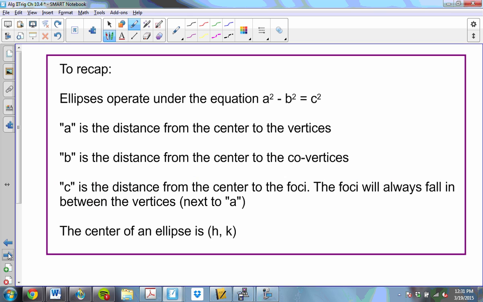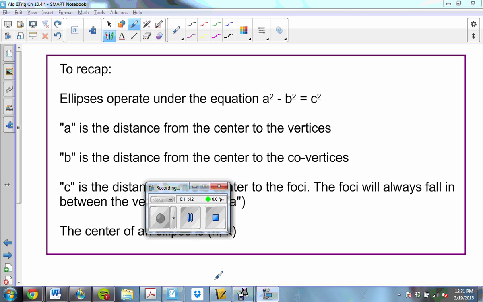To recap, ellipses operate under the evil Pythagorean theorem. a is the distance from the center to a vertex. b is the distance from the center to a co-vertex. c is the distance from the center to a focus. a, b, and c stand for distances. Please think of them that way. The center is the point (h, k). We're done here.